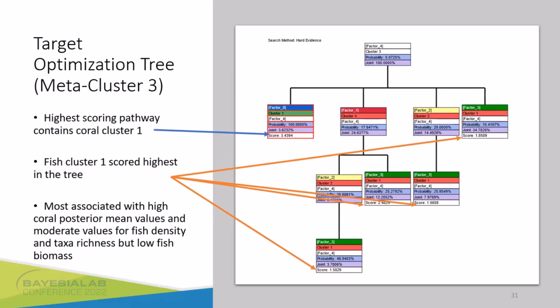And when we removed that joint probability constraint and just allowed it to maximize probabilities within the tree for the states, we saw that it went into a higher value range for the fish density and taxa richness, which was only in 2% of the data. So that was preventing that from being seen in meta cluster 3.